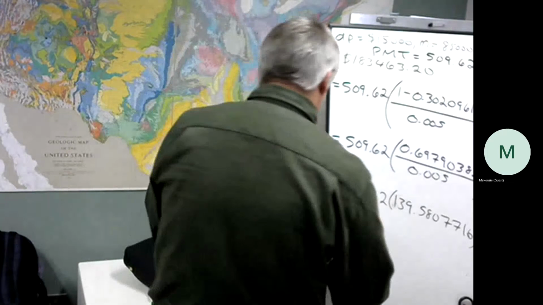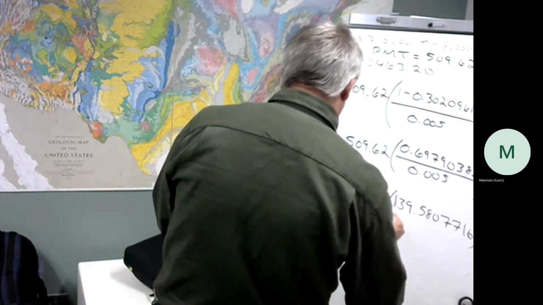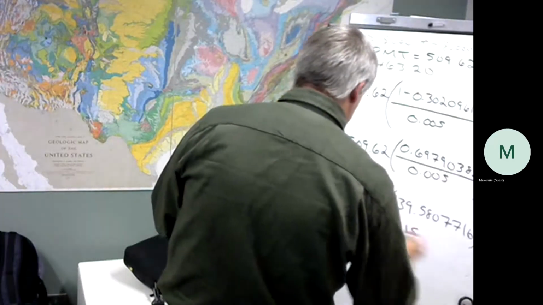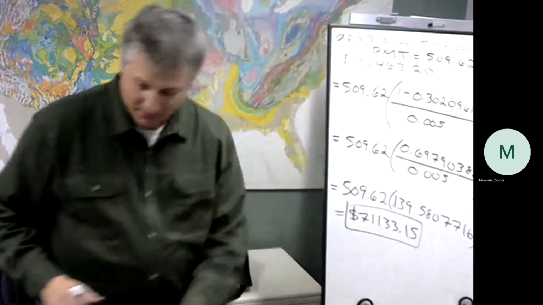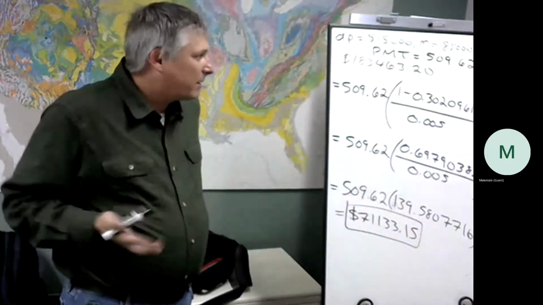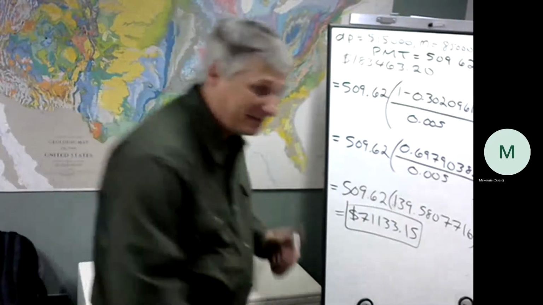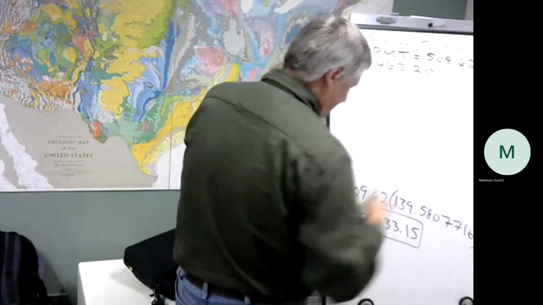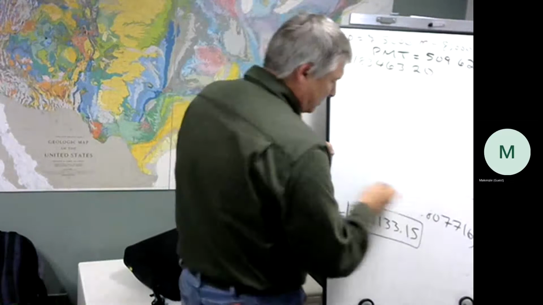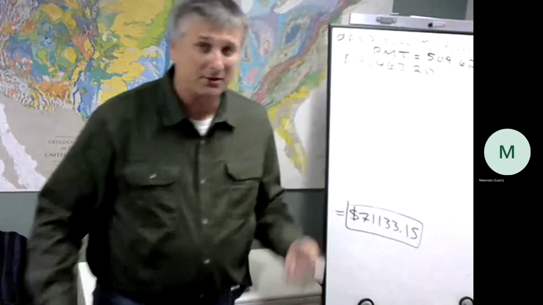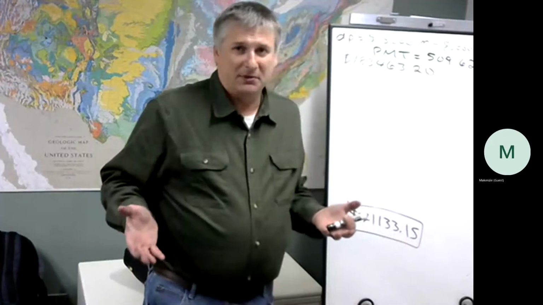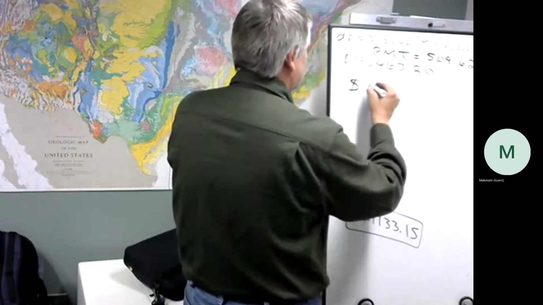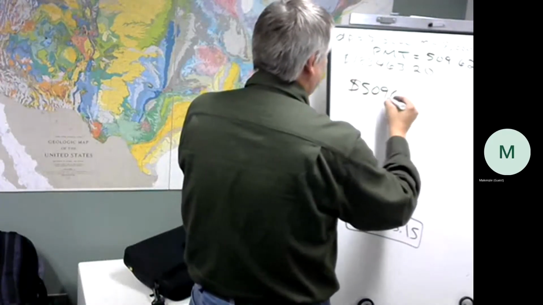And so what we get is $71,133.15. So that's the payoff amount. Now, the question we might ask is, how much are we actually saving here? Well, remember, if we pay this off after 10 years, we don't have to make any more payments. And the number of payments we miss are 20 years worth of payments, 12 payments a year. So that's 240 payments.